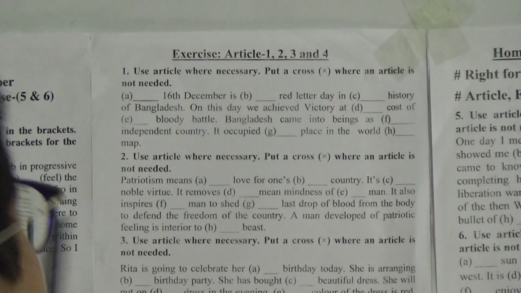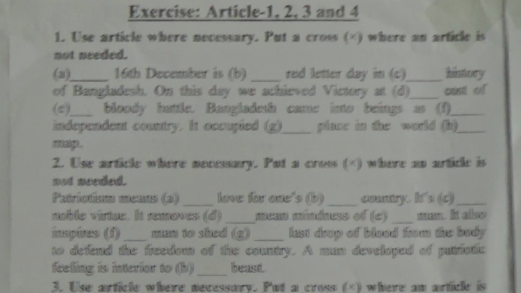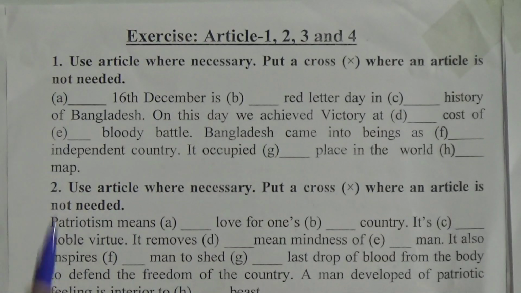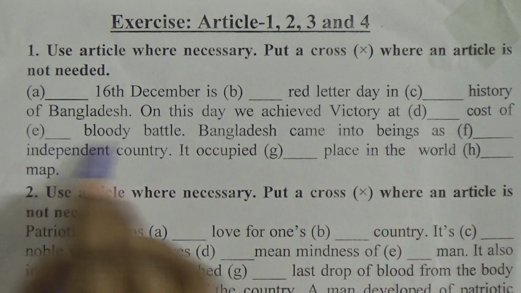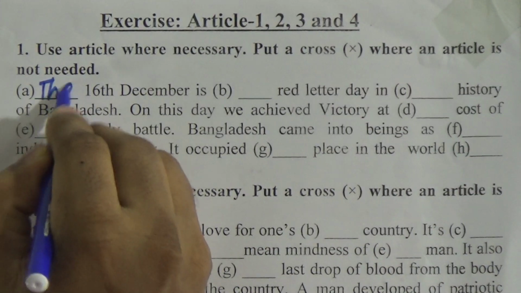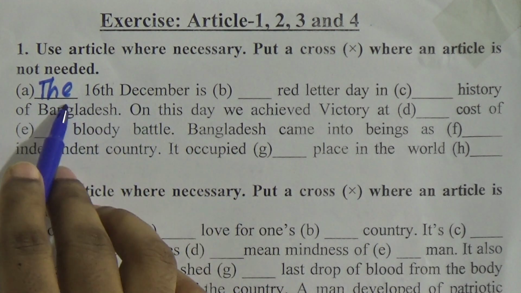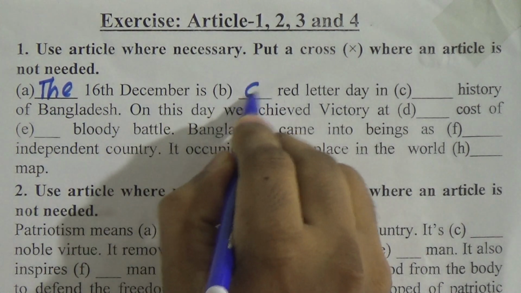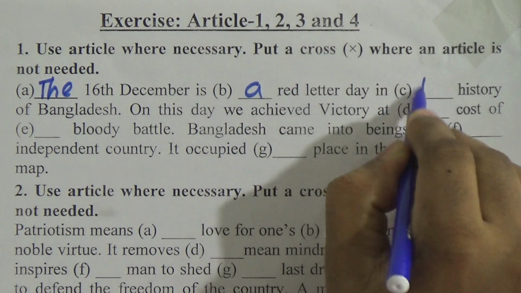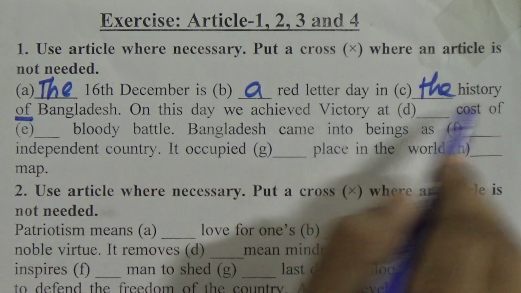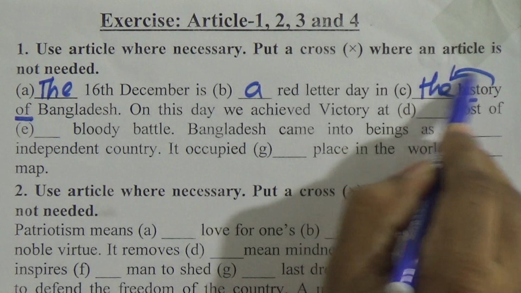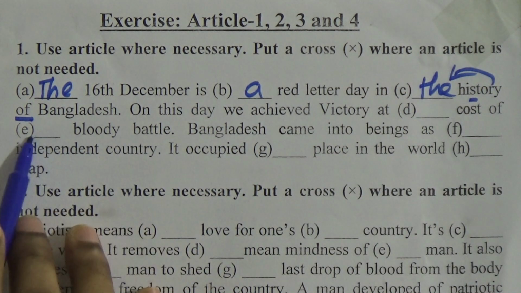So we have finished right form of verbs. Let's go to the article. December is a red letter day in the history of Bangladesh. So here identifying definite, the 16th December. Why is the 16th December a red letter day in the history of Bangladesh? If you find of and a word before it, always it will be the: in the history of Bangladesh.